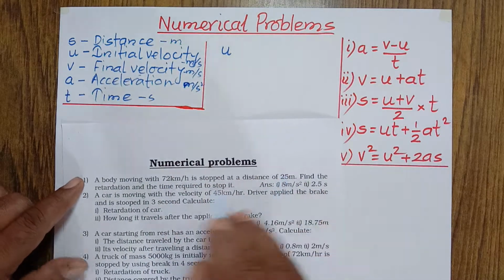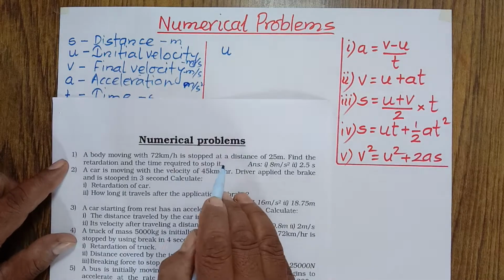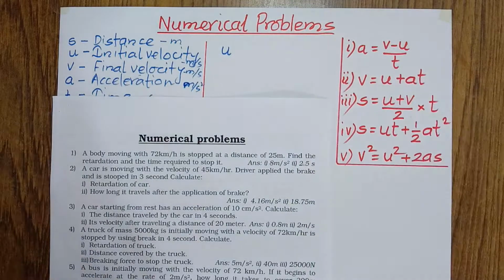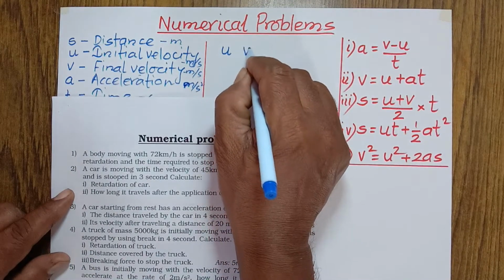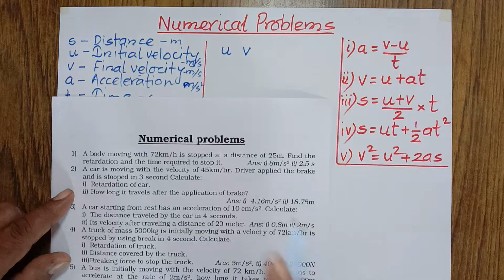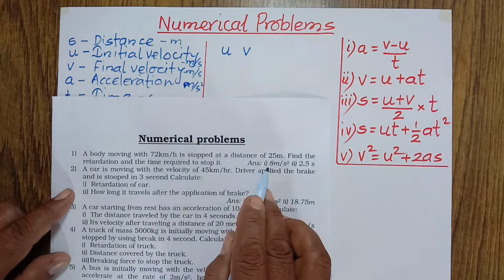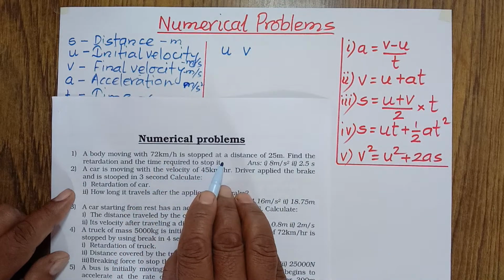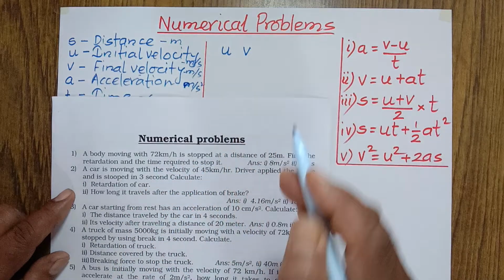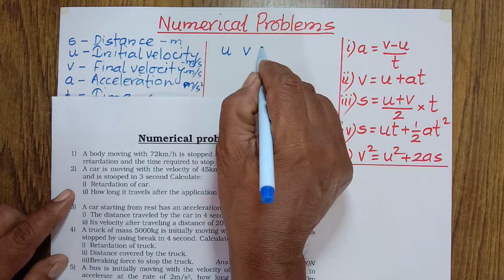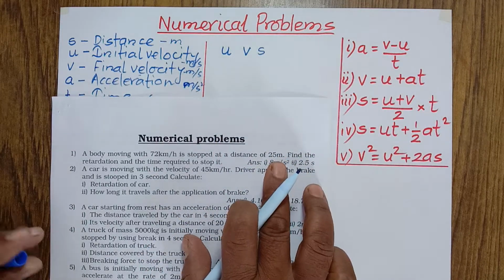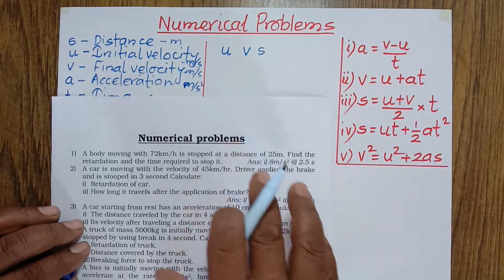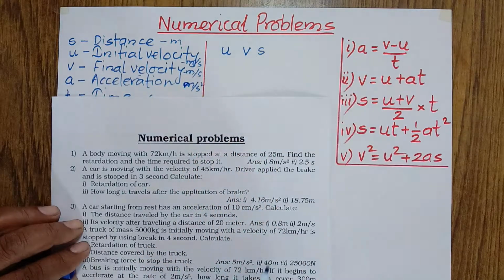This way we have to understand. U is given. It is stopped. Stopped means what? Lastly, it comes to rest. It means final velocity becomes 0. V is 0. Here U is given. V is not given, it does not seem to be given, but it is written here. Finally it stops, means V is 0. And distance is given. S is how much? 25 meter. After covering 25 meter distance, it is going to stop. That's why U, V, S is given.